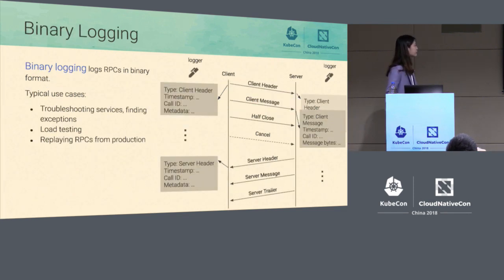And next, binary logging. Binary logging logs RPCs in binary format. Basically, it logs all the RPC operations in a binary format, along with the timestamp and the call ID. The user needs to provide a logger interface to log it in any place you'd like. A typical use case for binary logging is troubleshooting service-finding exceptions during load testing, or replaying production RPCs.